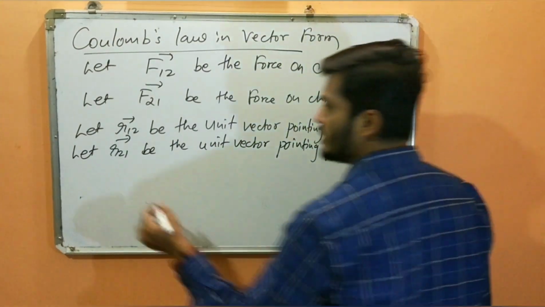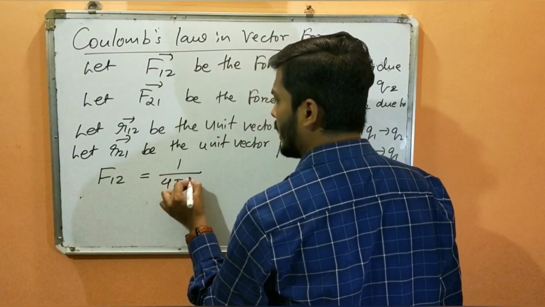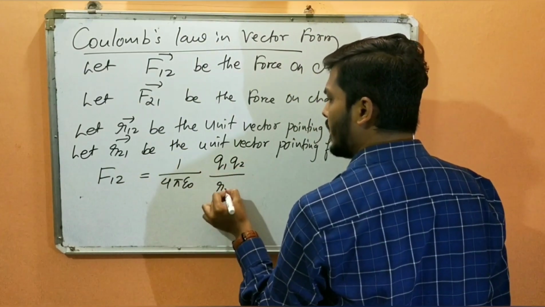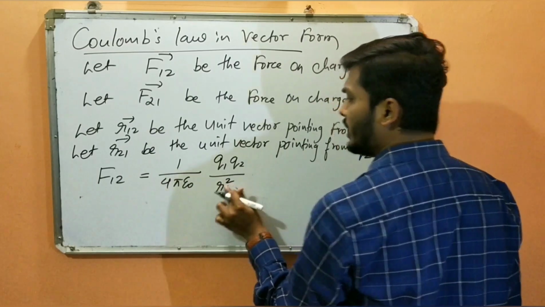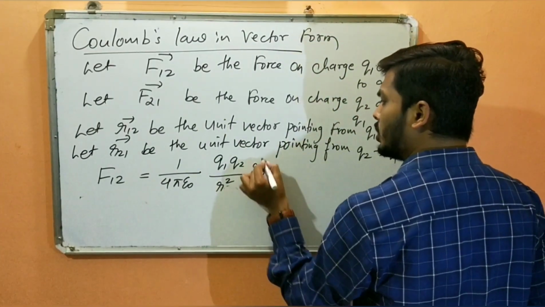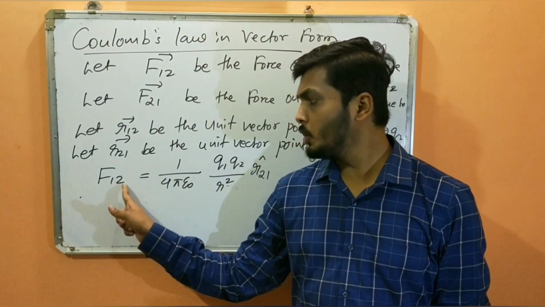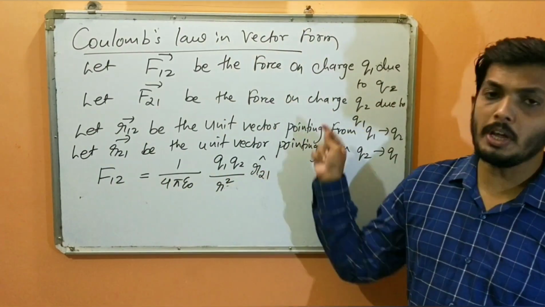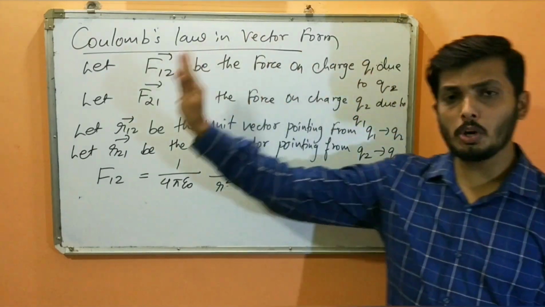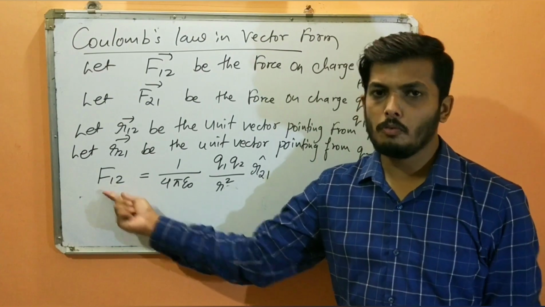Coulomb's law, what does it state? F12 will be equal to 1 upon 4 pi epsilon naught, Q1 Q2 divided by r squared, times r21. See, force on charged particle 1 due to 2, so its unit vector will be r21, because r21 is the unit vector pointing from Q2 to Q1. Q2 to Q1 will give rise to the force F12.